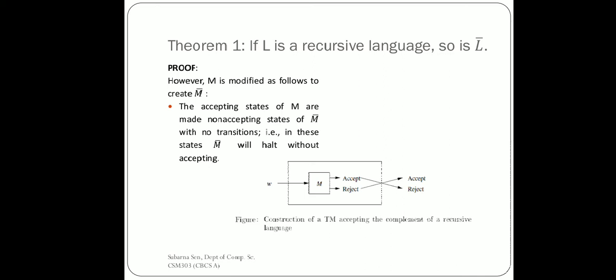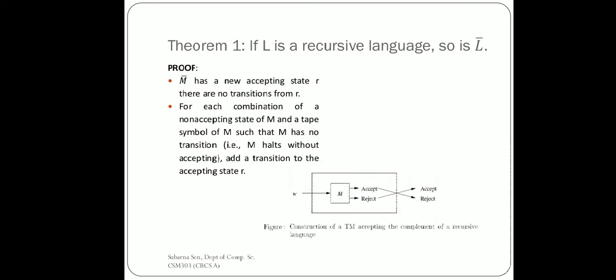At the accepting state of a Turing machine, we have not seen any transitions there. So whenever we convert an accepting state to a non-accepting state, we have to remove the transitions as well. Now M dash has a new accepting state R, where there are no transitions from R, right? Now, for each combination of a non-accepting state of M and a tape symbol of M such that M has no transition, that is, M halts without accepting, add a transition to the accepting state R.